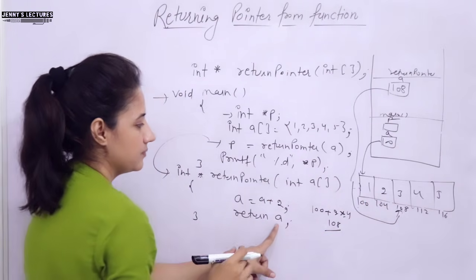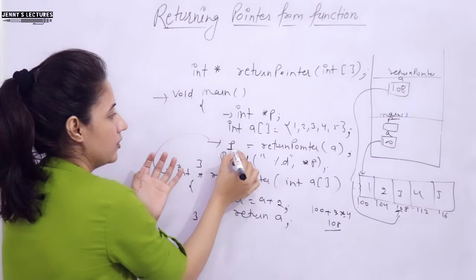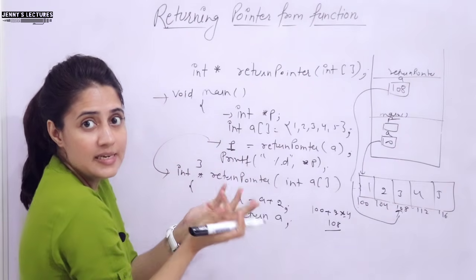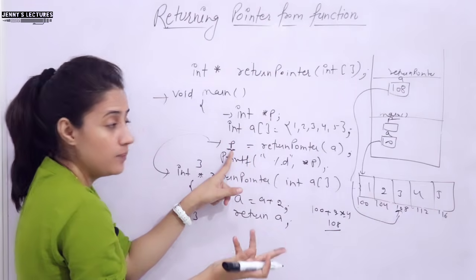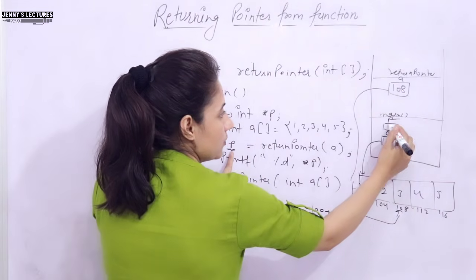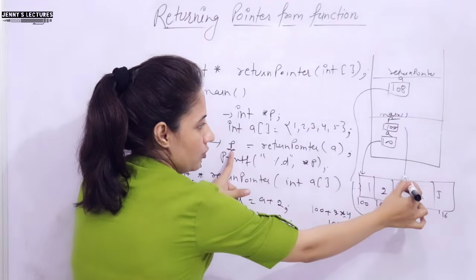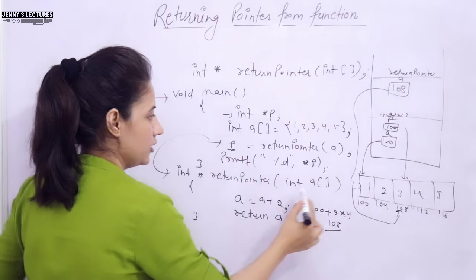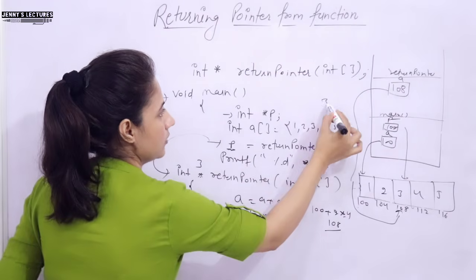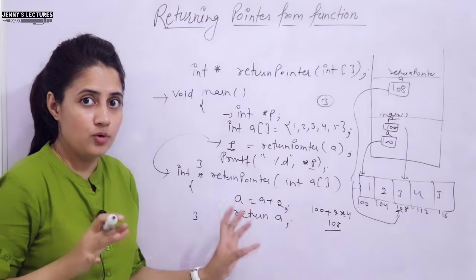Now return a. a means 108, we are going to return 108 and that would be stored in this p. 108 is what? Obviously an address. So we need some pointer to store it. p is a pointer, no problem. In p also now we have 108. So now this p is also pointing to here. Now asterisk p, the value at 108 is 3. So it is going to print 3. Right? I hope you got the working.